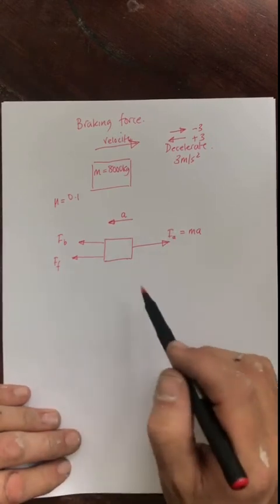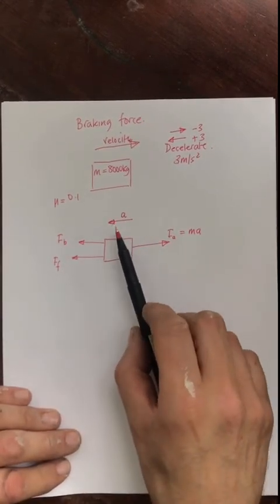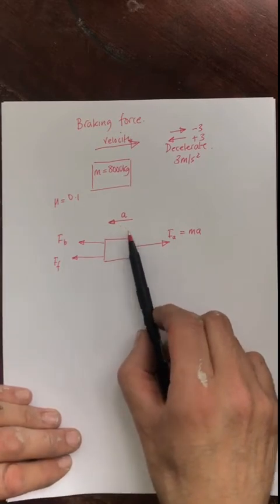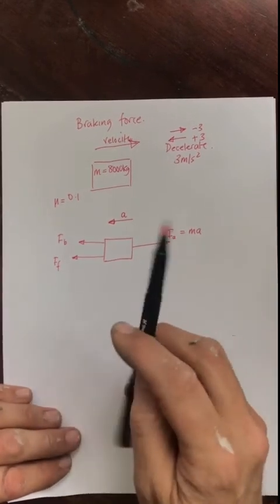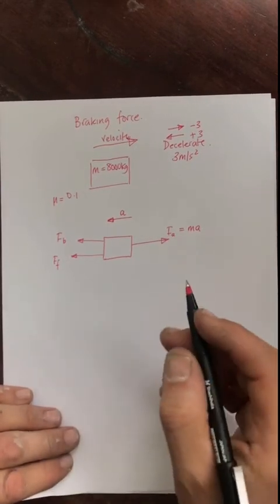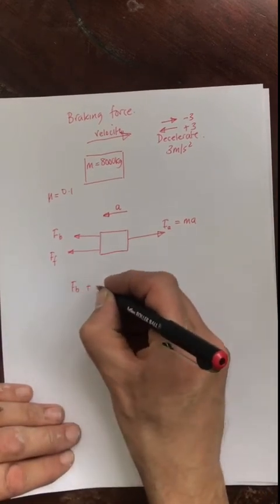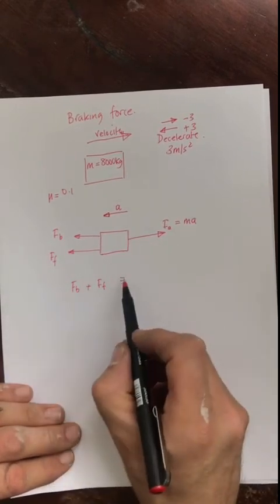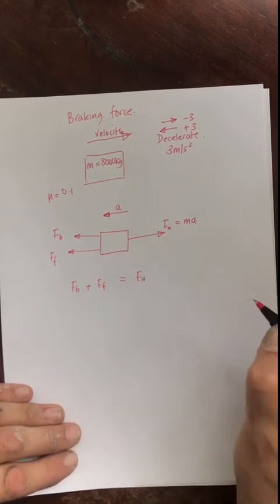Slightly tricky to get your head around sometimes, but if you always get it into your head that there will be a reaction force opposite the direction of the acceleration that is equal to the mass times acceleration, then you won't go far wrong in these types of questions. So what do we do now? Well, we can say that FB, the braking force, plus the friction force is in this direction, and that's going to equal the stuff happening in this direction, which is the acceleration force.